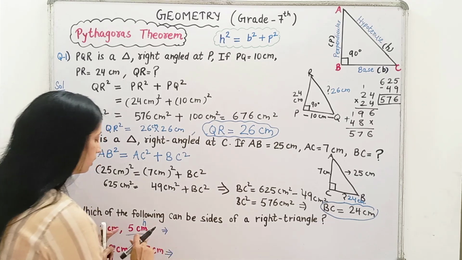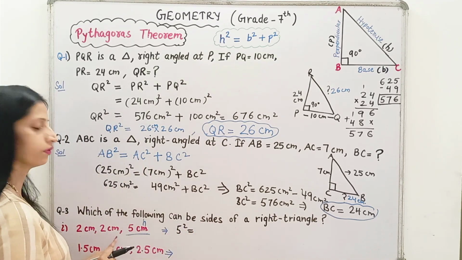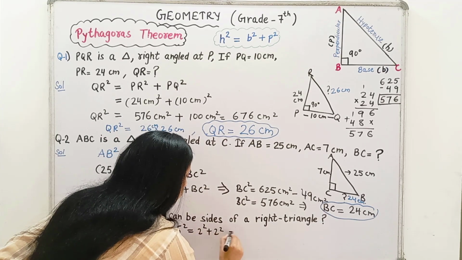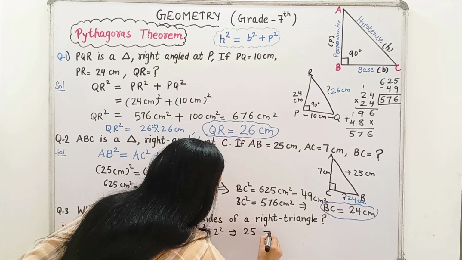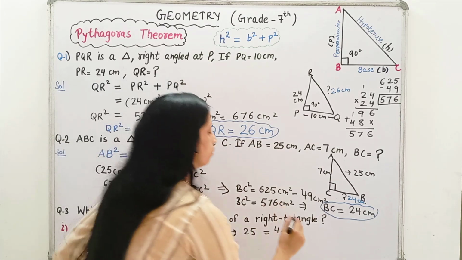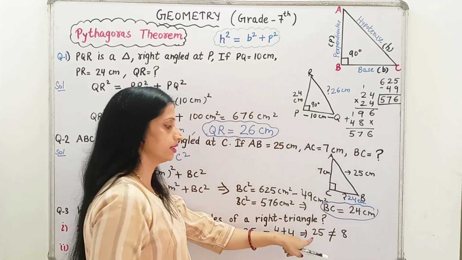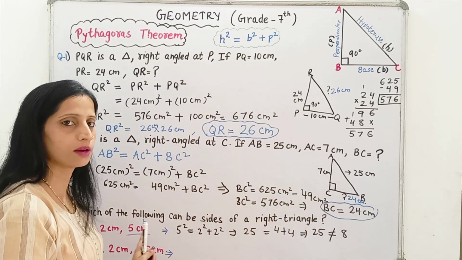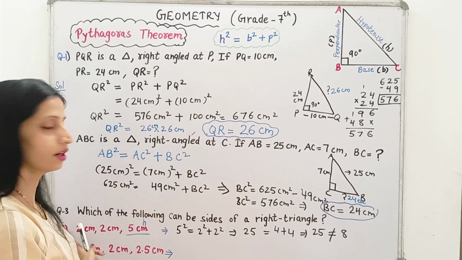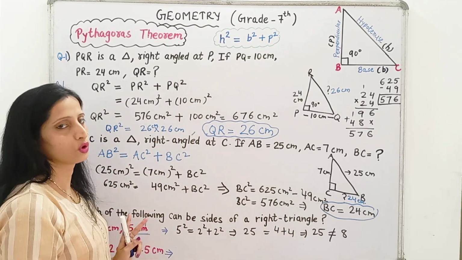So we have to check whether the square of this, 5 square, is equal to the sum of the squares of the other 2 sides. So 2 square plus 2 square. What will we get? 25. Here we will get 2 square is 4 plus 4, which is equal to 8. So 25 is not equal to 8. This means the square of the longest side is not equal to the sum of the squares of the other 2 sides. Now this means these 3 sides cannot be the sides of a right angle triangle.